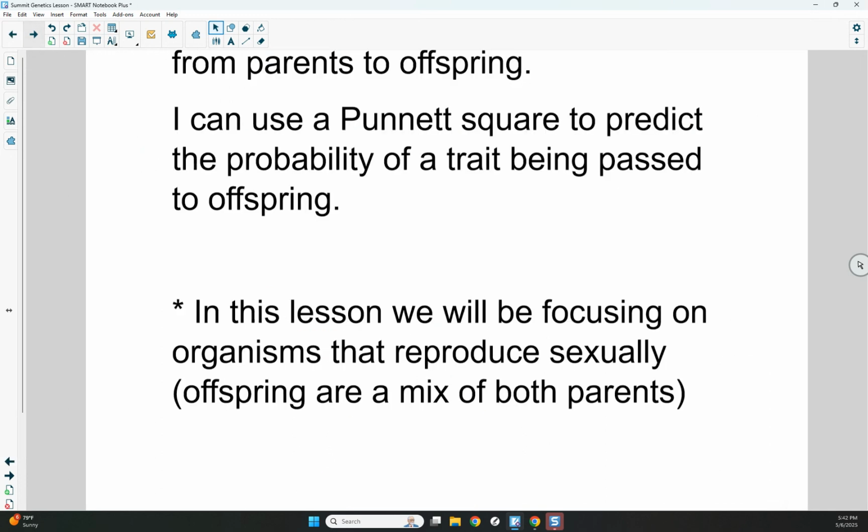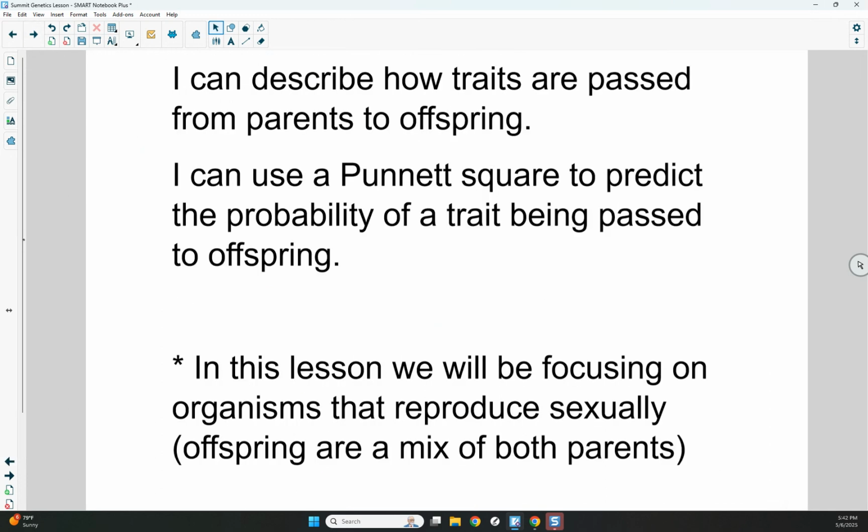Okay, so we're going to be talking about genetics, and here are our learning targets. I can describe how traits are passed from parents to offspring, and I can use a Punnett square to predict the probability of a trait being passed to offspring.